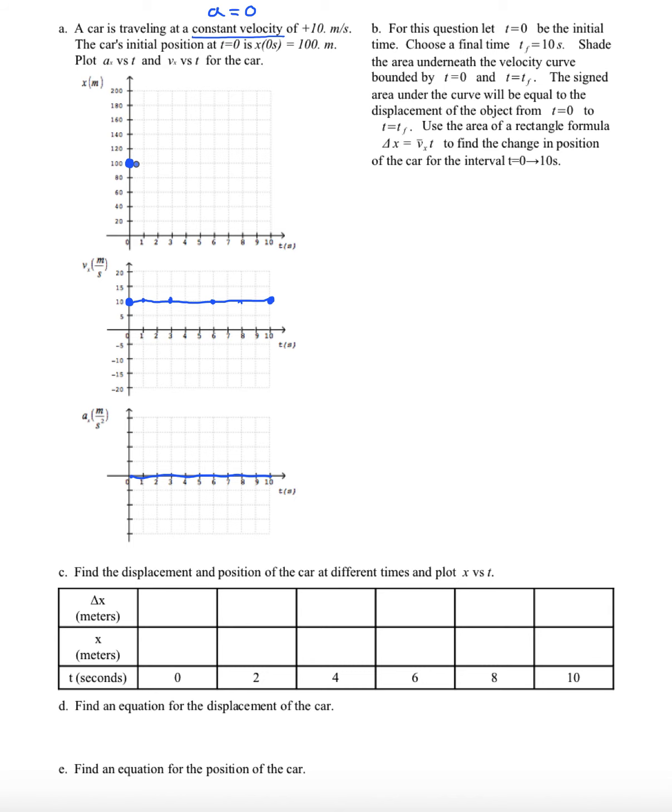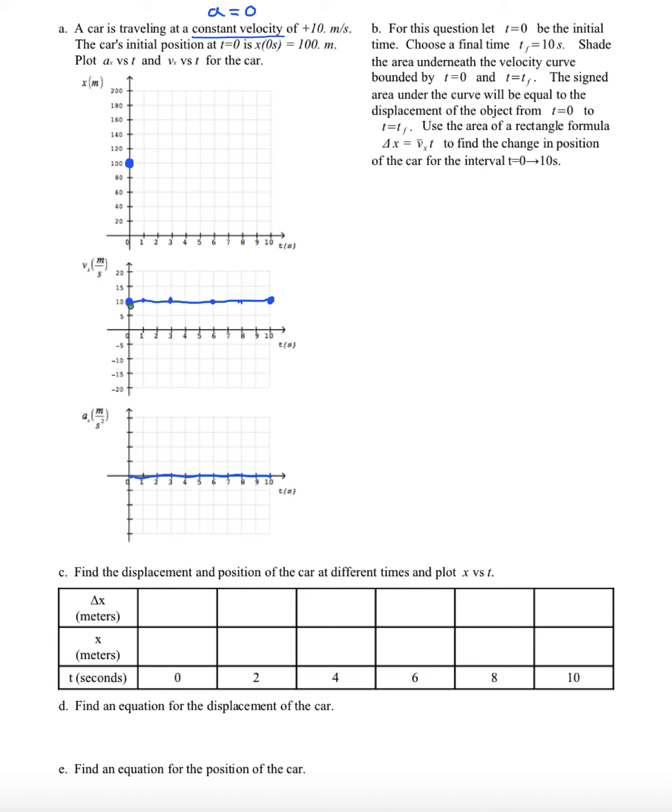Alright, so before I graph the rest of this, let's see what B says. For this question, let t equals 0 be the initial time. Then choose a final time, tf equals 10 seconds. We actually want to shade the area underneath the velocity curve because that area has meaning in physics.